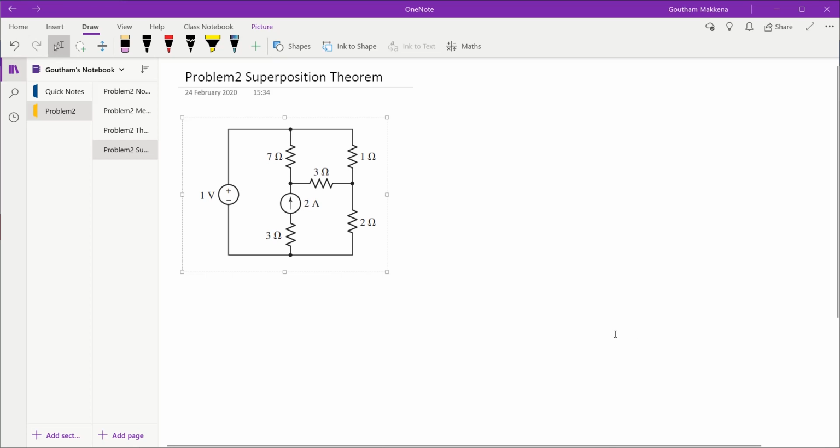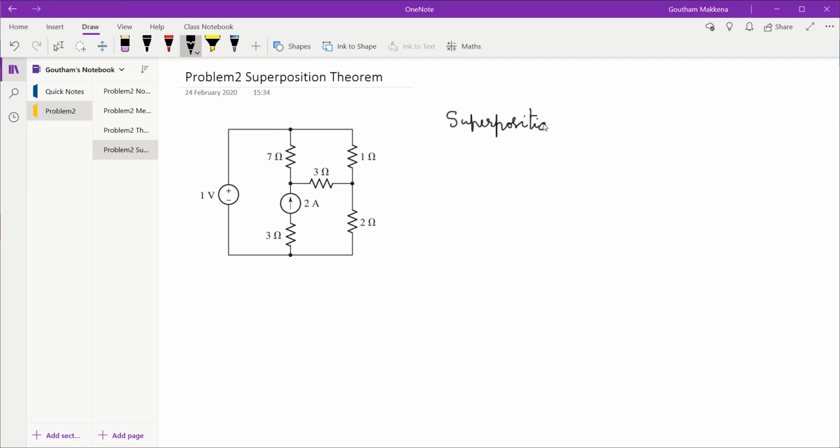Now in this video we'll see how to solve the same problem using superposition theorem. So what does the superposition theorem say?